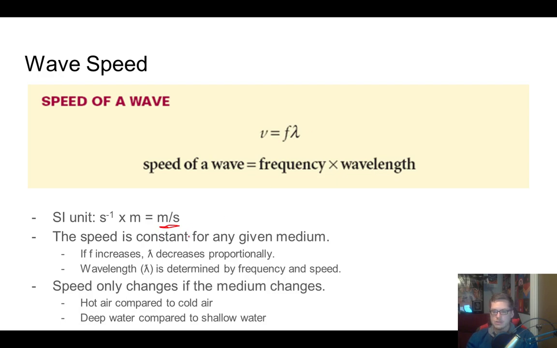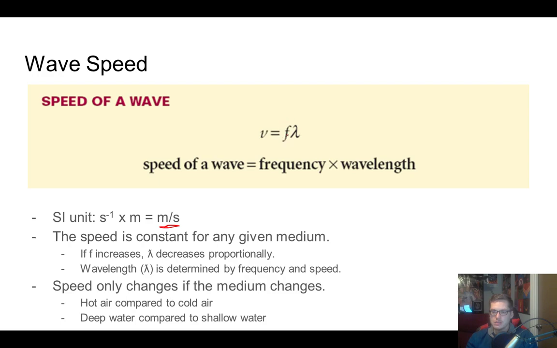SI unit is in meters per second because it's speed. Okay, all right. And now, one thing you want to keep in mind is that for any given medium that we're talking about, so that specific medium, the speed is always constant. So your speed is constant for any given medium, so that means that if your f increases, your theta has to decrease proportionally.